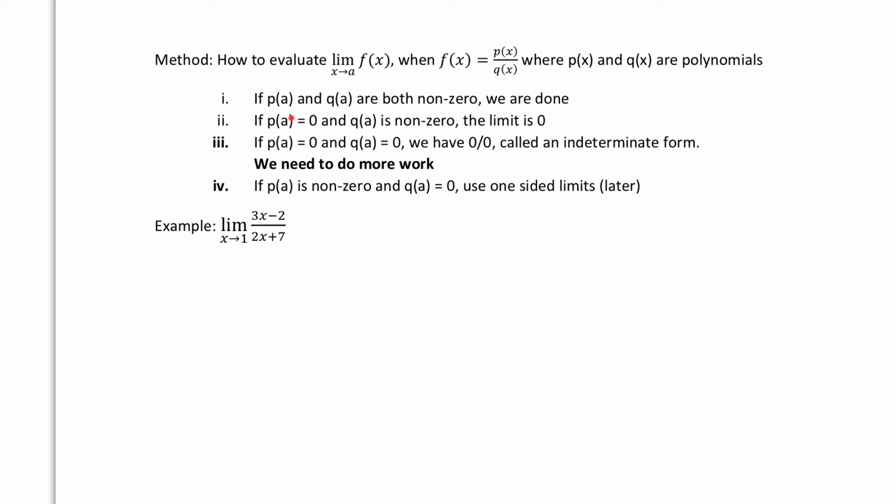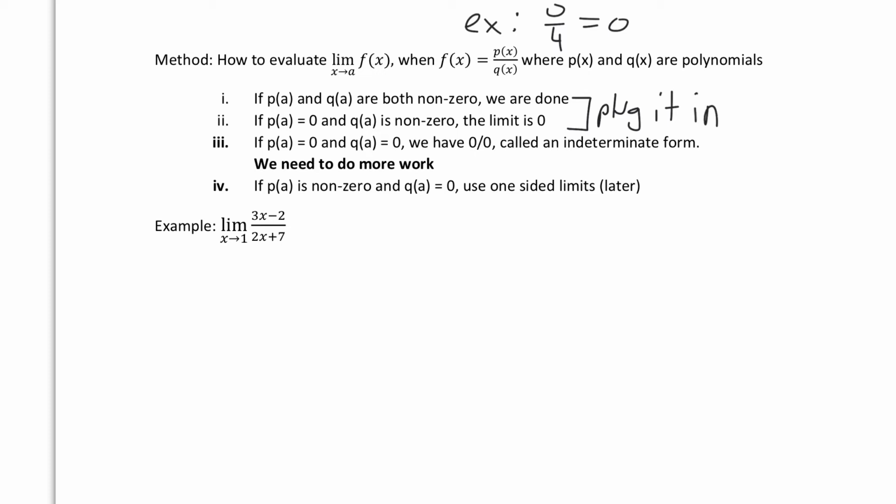Now if you plug it in and get 0 on the top and a non-zero number on the bottom, for example, maybe 0 divided by 4, well that's just going to be 0. Because you can divide by 4. If you have 0 cookies split up among 4 people, you still have everyone getting no cookies. And so both of these cases are actually just a plug it in case. Plug it in. No big deal.